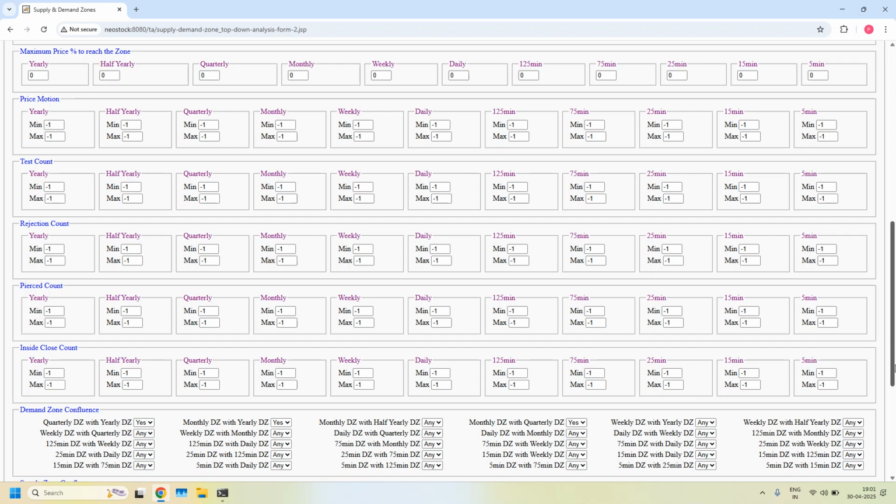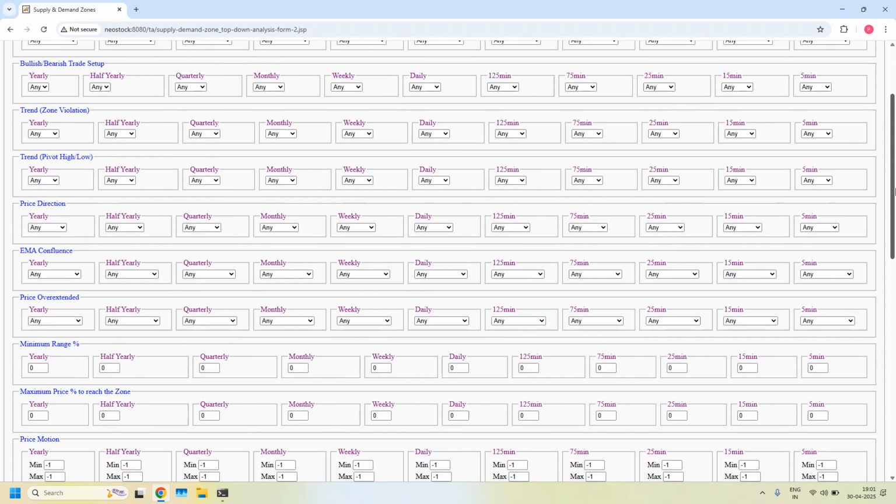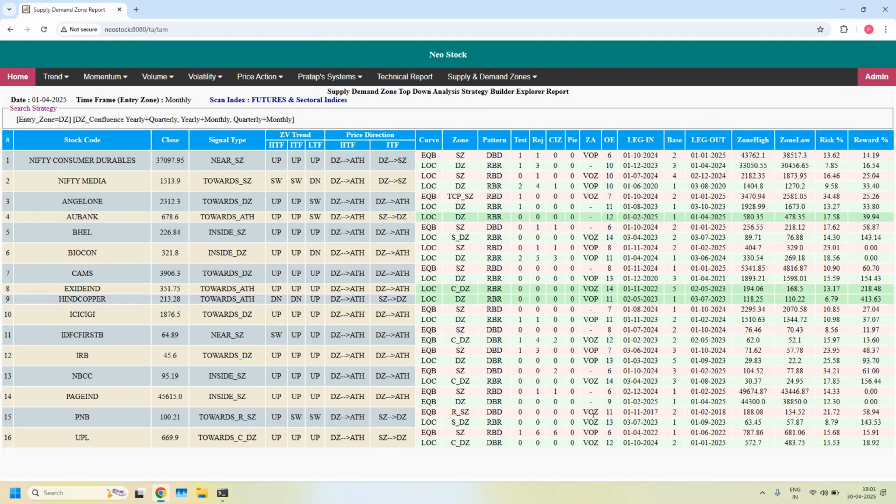So with these 3 filters, we got 16 stocks. In these 16 stocks, the monthly demand zone is overlapped with the quarterly demand zone. Both together are again overlapped with the yearly demand zone.